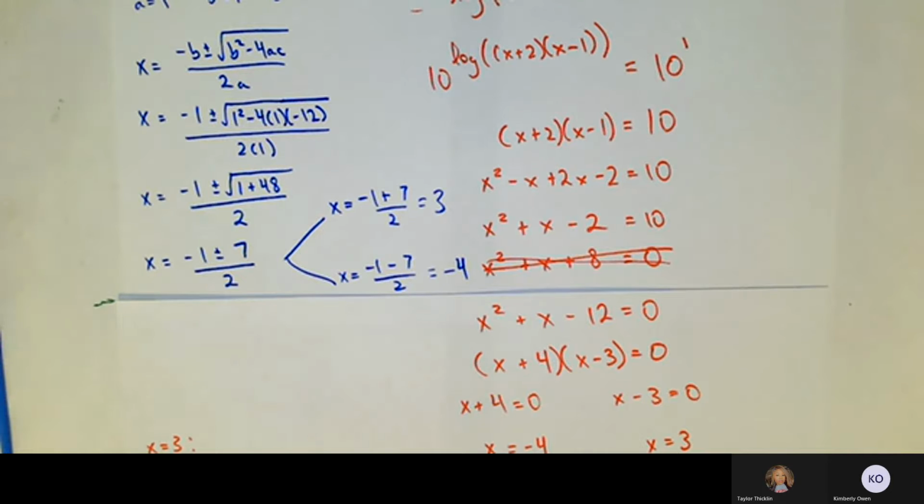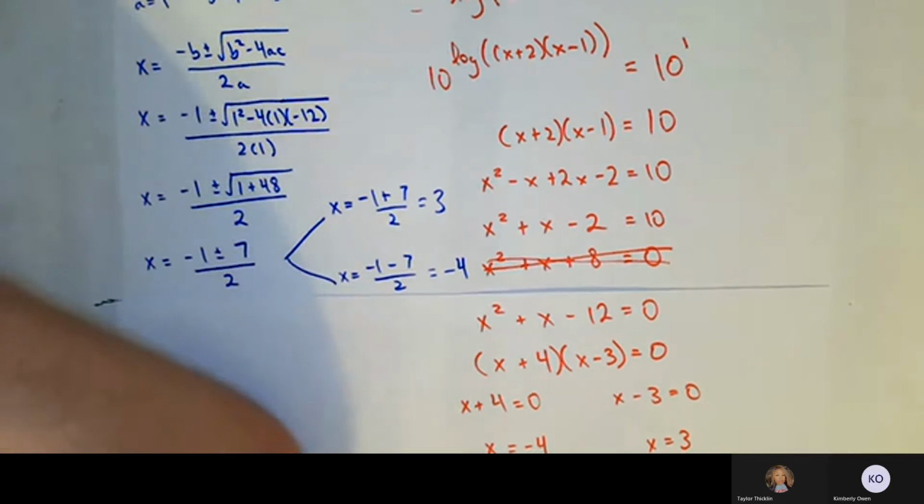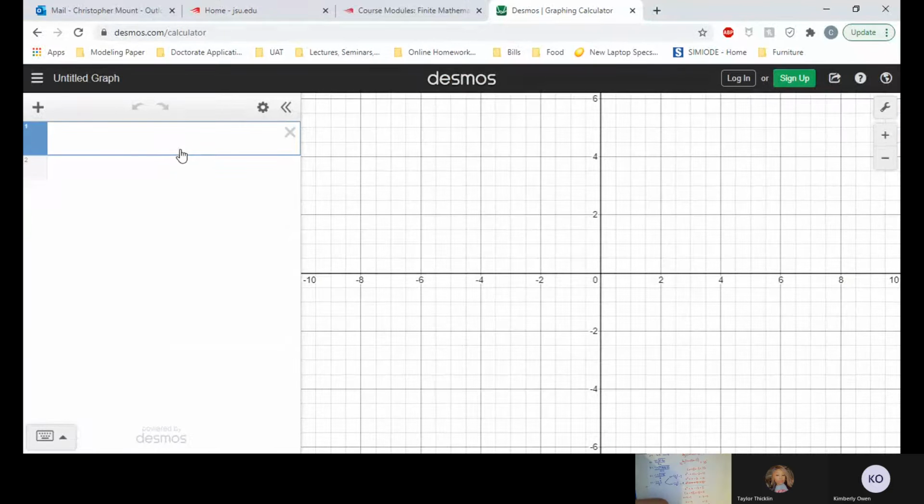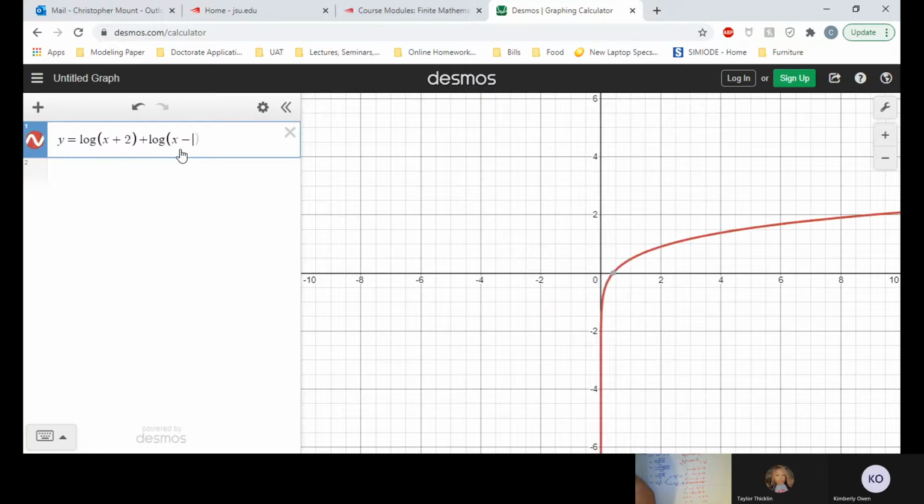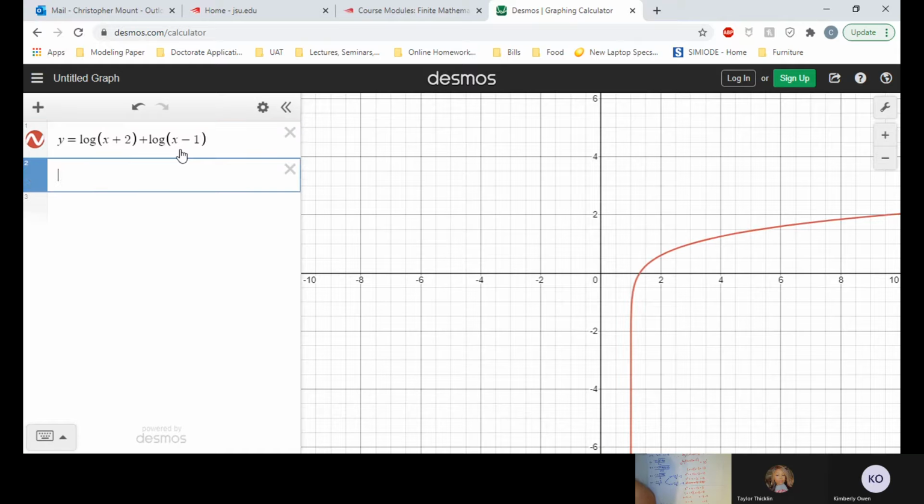All right, let's solve it graphically. So let me go to Desmos and I'll share my screen. We actually solved an exponential equation graphically last time, and the way we did that is we took each side of the equation and set it equal to y. So I'm going to do that here. I'm going to say y equals log of x plus 2 plus log of x minus 1, and that's it. And then the other side was just a 1, like literally the number 1. So I say y equals 1.